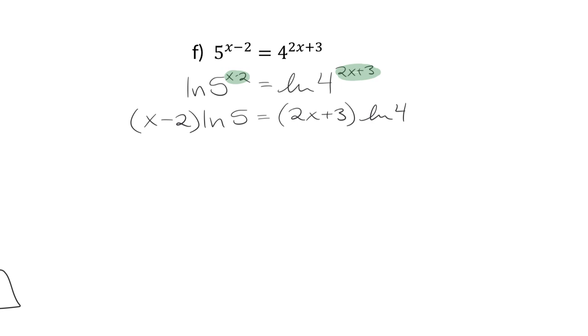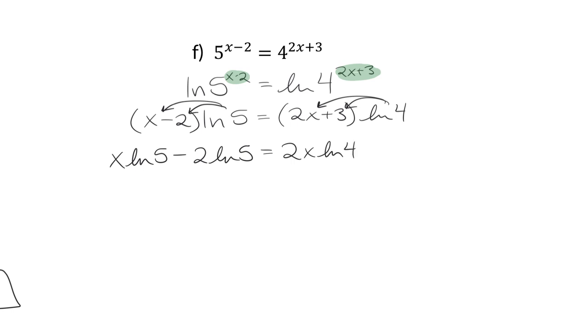Now, if we notice, I know there's logarithms there, but they're just numbers. We have x's that need to be distributed by the scalar outside of the parentheses. This is a linear equation. We go back to linear ideas. We are going to distribute the natural log into those parentheses so that we can get the x's out of the parentheses. This would become x times the natural log of 5 minus 2 times the natural log of 5 equal to 2x times the natural log of 4 plus 3 times the natural log of 4. We just distribute it.